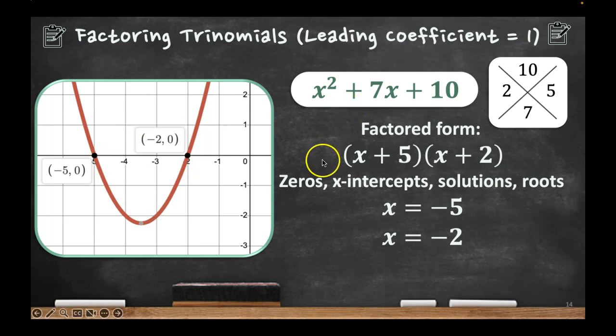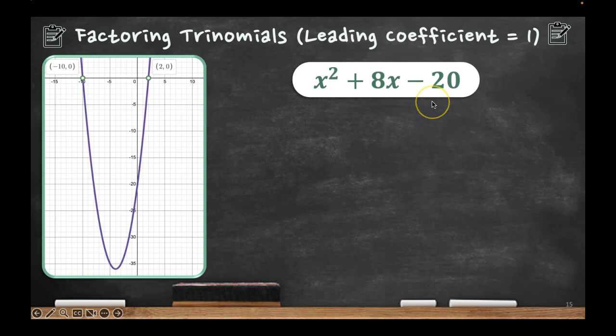Now the question might come up sometimes: what if I'm struggling to get to my factored form? You can always just type it in Desmos and look at your solutions first. My solutions are negative 2 and negative 5, so my factors are going to be x plus 2 and x plus 5. All right, so let's go ahead and look at another example.